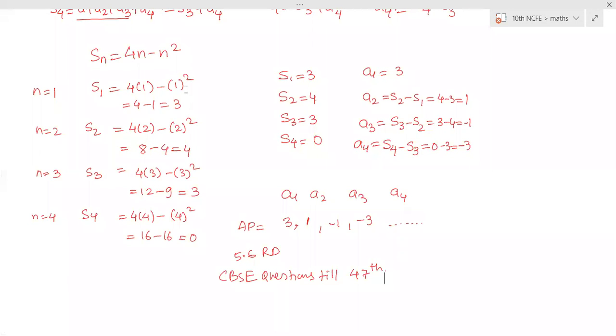Ma'am, if we have done that in NCERT, do we still have to do it? No, only CBSE questions you are doing. There are no NCERT 2 mark questions, 3 mark questions are there in NCERT. No need to solve those. Okay, ma'am. Exemplar questions are not there in this part. So only CBSE questions till question number 47. Till Monday you have time. And tomorrow, test on circles.